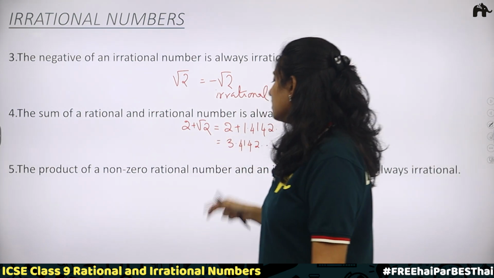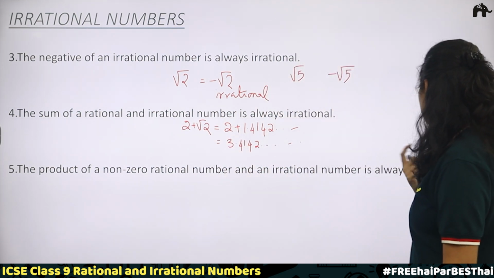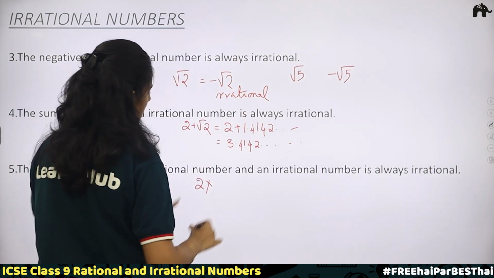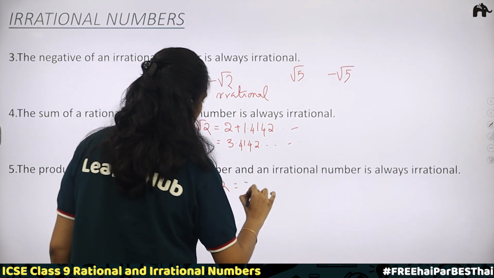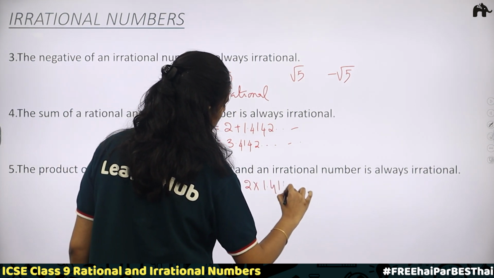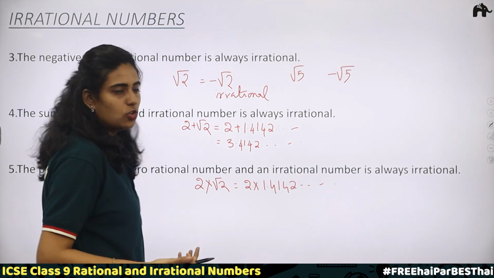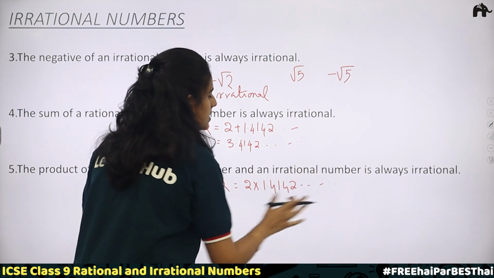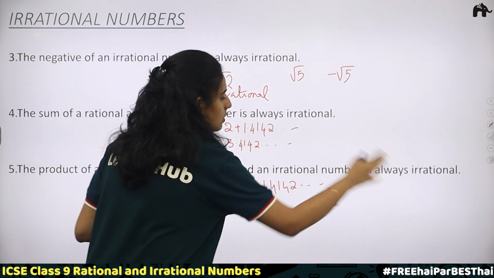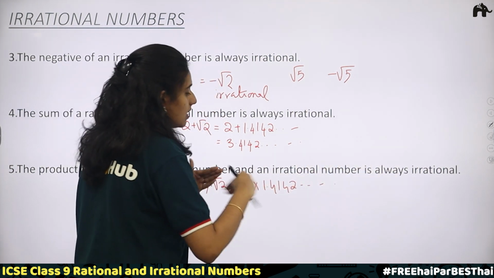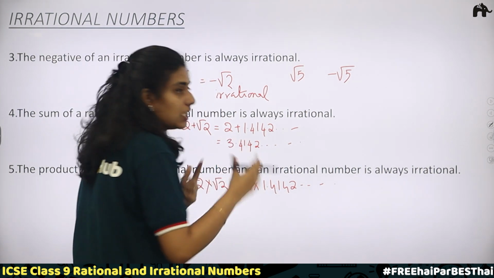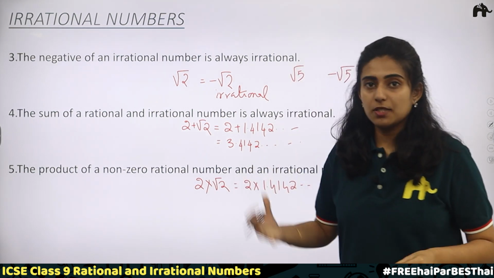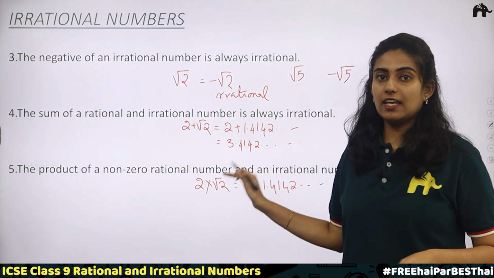The product of a non-zero rational number and an irrational number is always irrational. Here again the same thing: when you multiply 2, which is the rational number, and root 2, which is irrational, you will be multiplying 2 into 1.4142, etc. On multiplying, what happens? This value just becomes 2 times, but the decimal expansion remains the same. It just increases, it becomes 2 times. Only that difference is happening. Therefore you will get a non-terminating, non-repeating decimal expansion, which is again an irrational number.